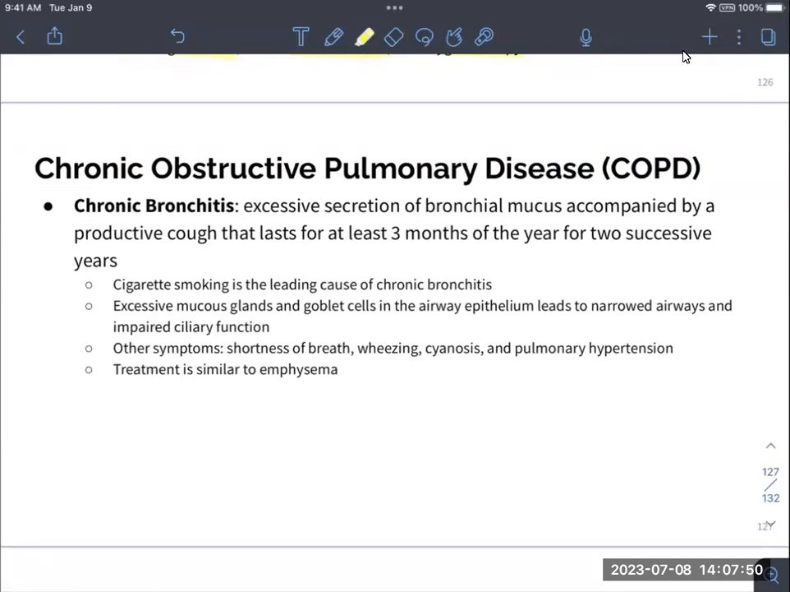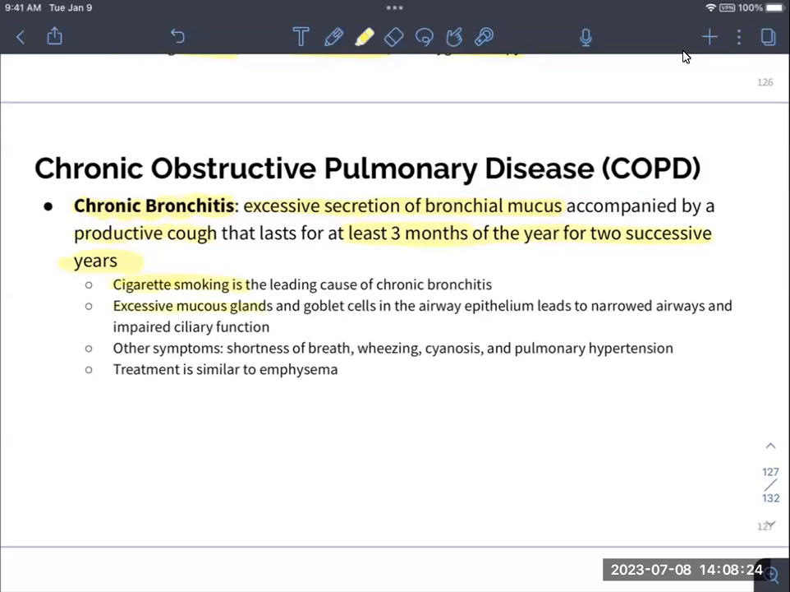Chronic bronchitis is the other type of chronic obstructive pulmonary disease. With chronic bronchitis, they get excessive secretions of bronchomucus. And because of all this mucus, they have a productive cough. It is considered chronic if they have it for at least 3 months of the year for 2 successive years. Again, cigarette smoking is the leading cause.